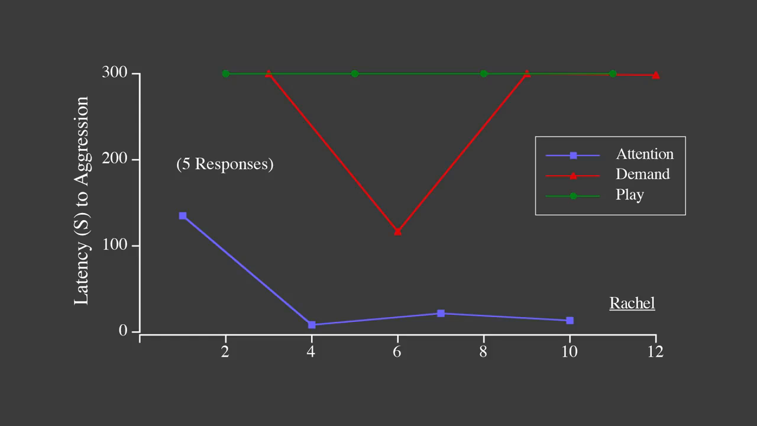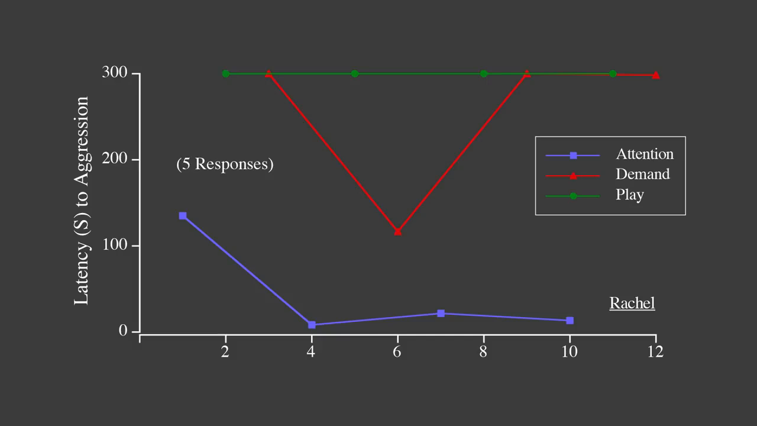If you look at the red data points, and those represent the demand condition, 3 of the 4 sessions run to the end without seeing any behavior. There's only one session, the second session, in which an episode of aggression was observed, and it occurred somewhere between 115 and 120 seconds into the session. The only sessions in which aggression reliably occurs are the attention sessions. In the first attention session, problem behavior occurred about 130 seconds into the session, and thereafter it's occurring within the first 15 to 30 seconds.